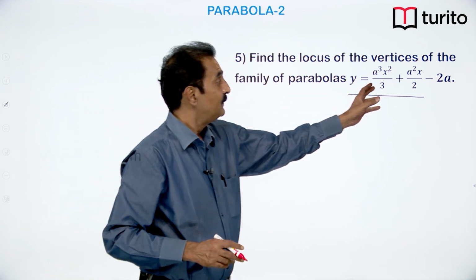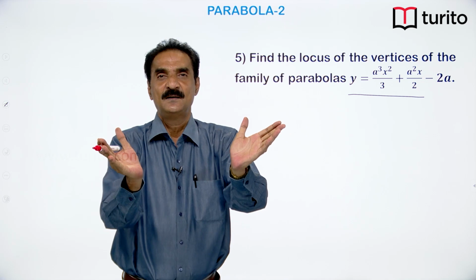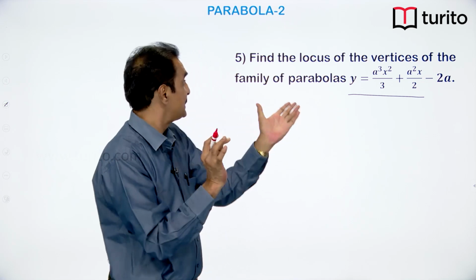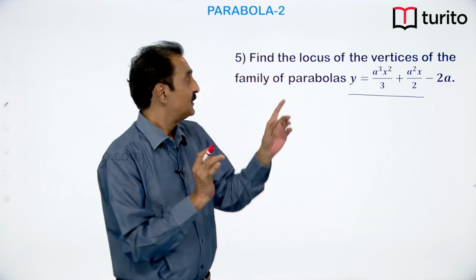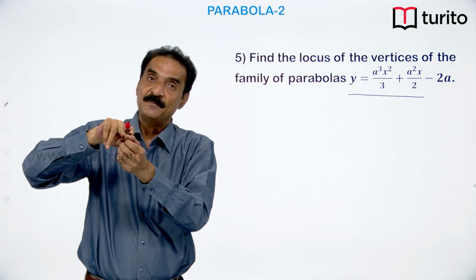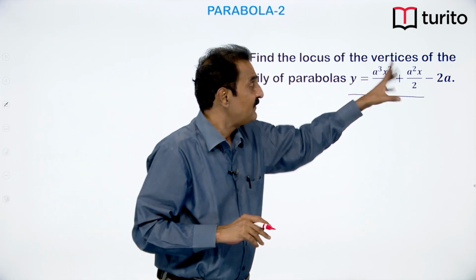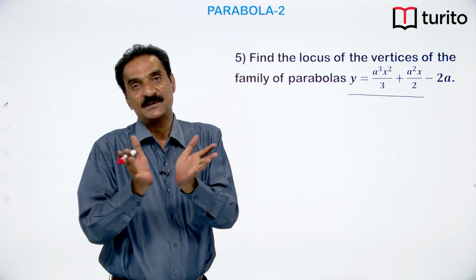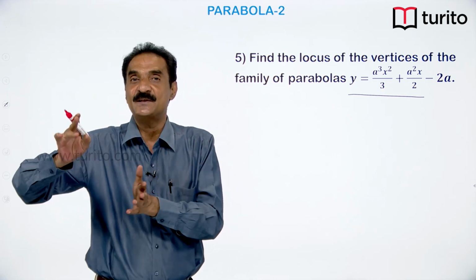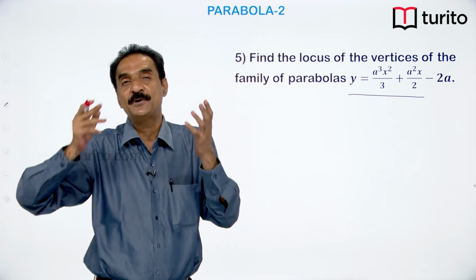Here it is a parabola. If a is fixed, it is a fixed parabola. It will have fixed focus, fixed vertex. The question is find the locus of the vertex of the parabola, means vertex is moving, that means the parabola is variable. As a varies, the parabola also varies, then focus and vertex also vary, and all the vertices will follow a path. We are going to find that path.